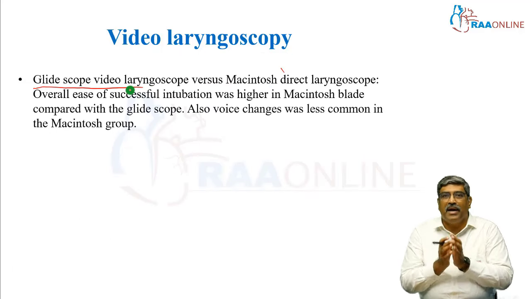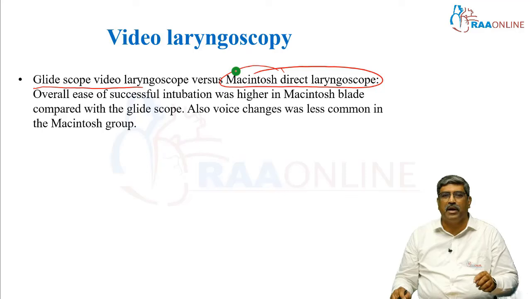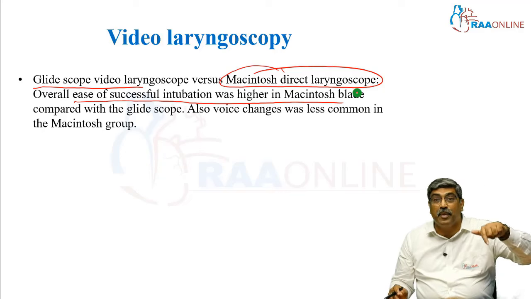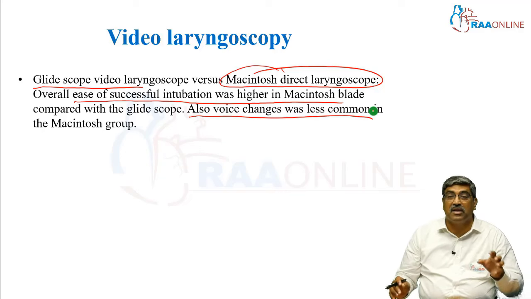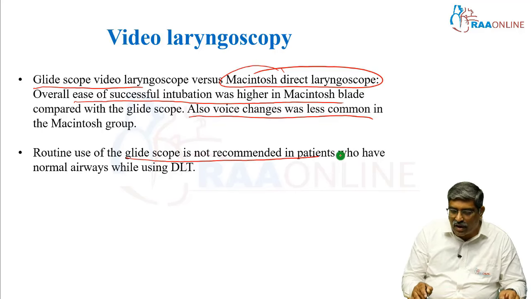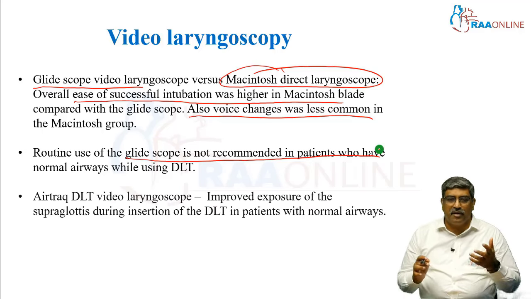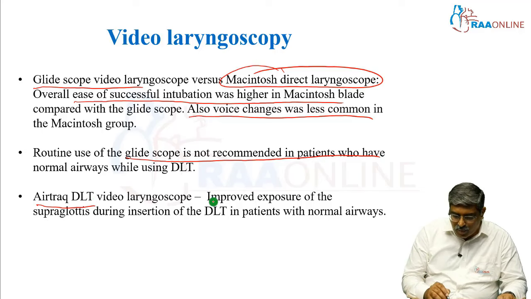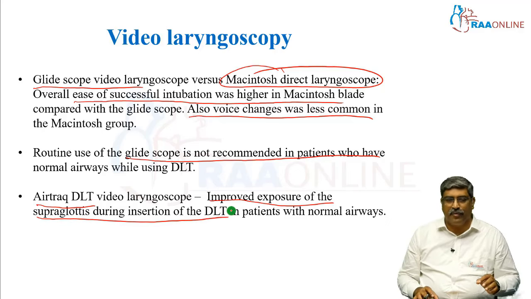They have studied comparing glide video laryngoscopy and McIntosh direct laryngoscopy, and they have shown that overall ease of successful intubation was higher with McIntosh when compared with glide scope, and also voice change was less common with McIntosh. This made a recommendation that glide scope is not recommended in patients who have a normal airway while using a double lumen tube. With another video laryngoscope, the AirTraq video laryngoscope, there was an improved exposure of the supraglottis during insertion of the double lumen tube in patients with a normal airway.